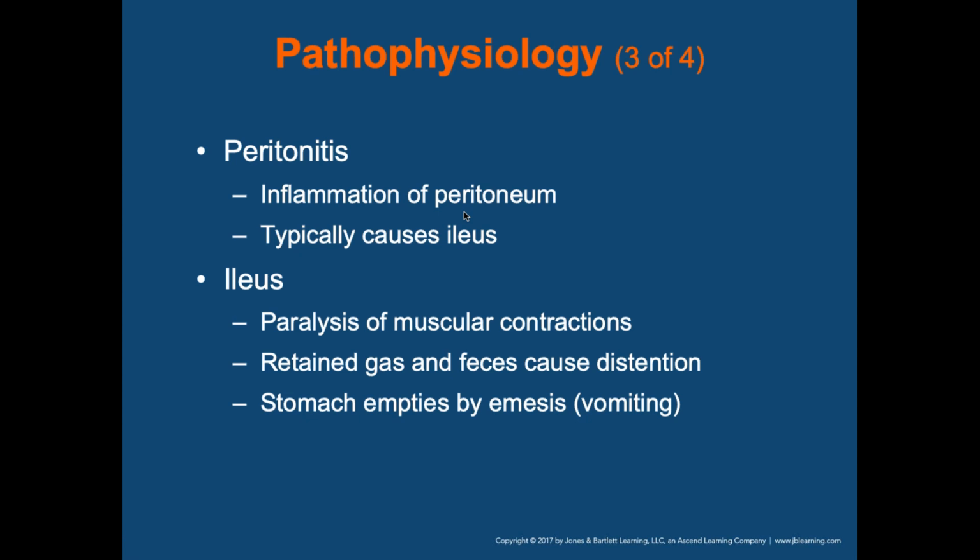Peritonitis is an inflammation of the peritoneum, and typically causes what they call ileus. The ileus is a paralysis of the muscular contractions. Retained gas and feces then cause distension, and the stomach empties by emesis or vomiting. So again, if we have peritonitis, it causes the paralysis of the muscle contractions. Remember that in the abdomen, our muscles contract to help push the stool through. So it contracts, pushes the stool until we have to go to the bathroom.